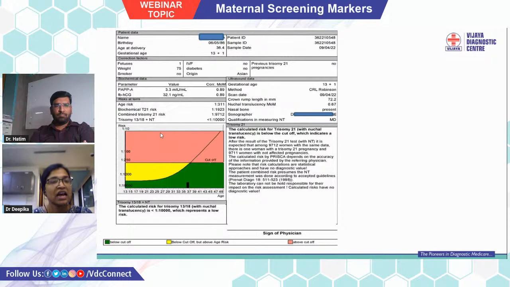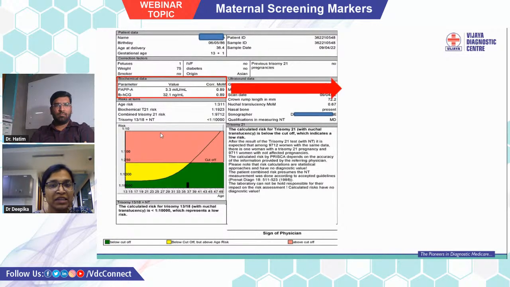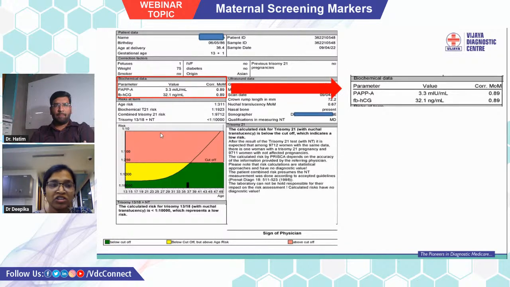This is a graph of a double marker where the biochemical parameters or radiological parameters will be converted into MoM. Here the PAPP-A and free beta HCG will have a value in milli international unit per ml, but this value has been converted to MoM.